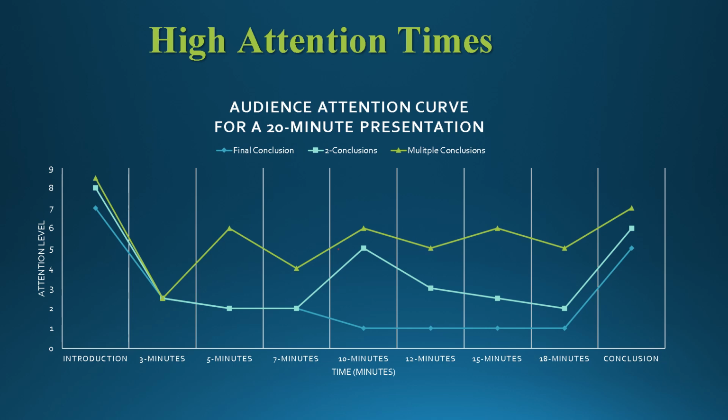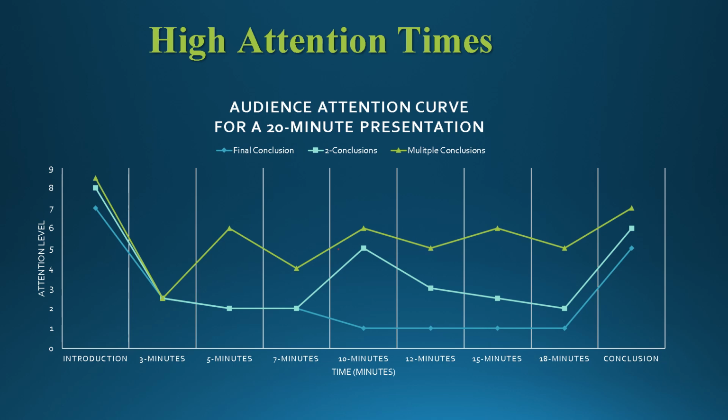You see that it is separated into an introduction, a 3-minute period, a 5-minute period, 7, 10, 12, 15, 18, and then a conclusion time. On the y-axis, we have attention level. From 0, and 0 is when they're sleeping, all the way up to 9, which is the highest attention. Okay, you'll see that we have a curve.